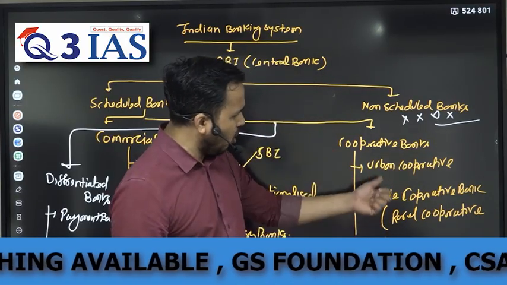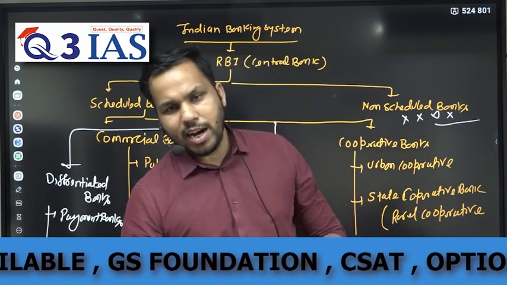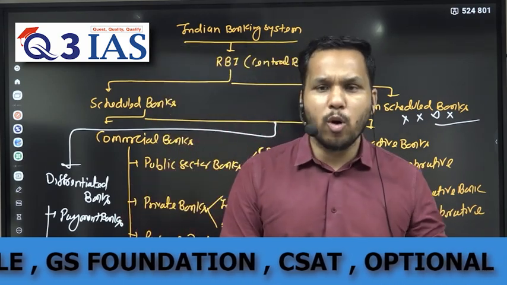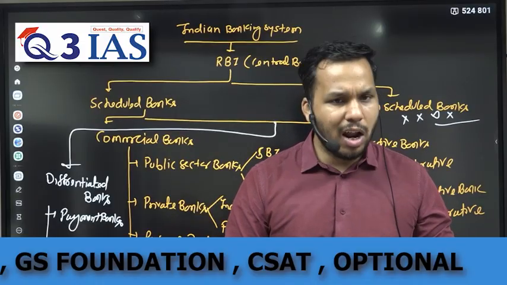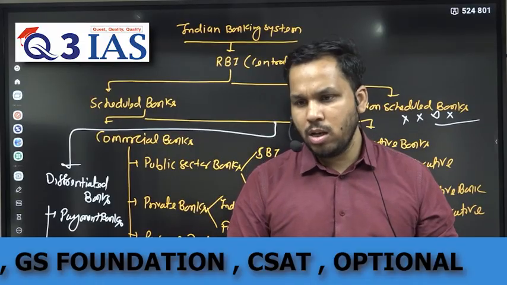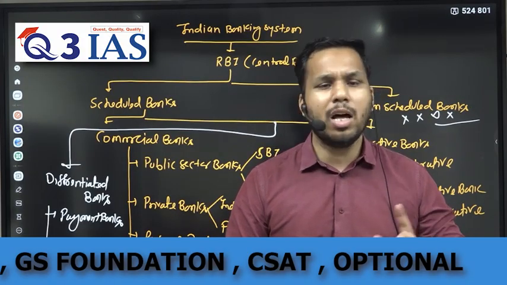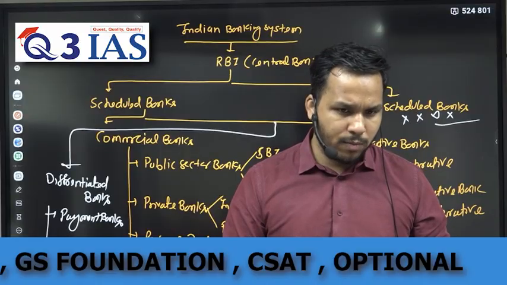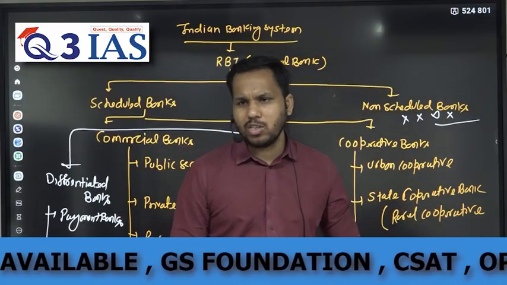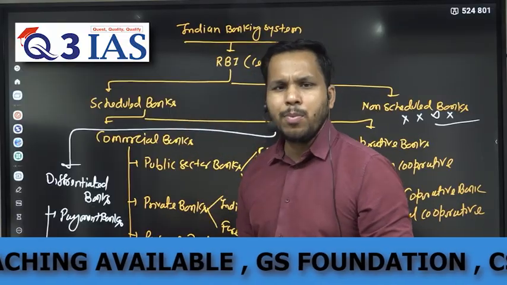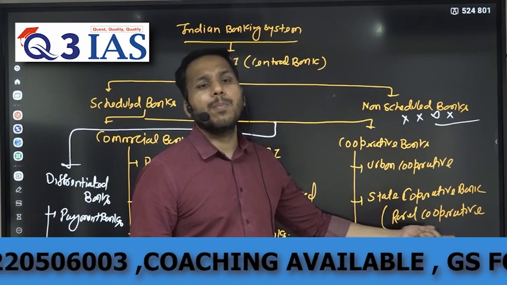Second, if we talk about the other category, these are the state cooperative banks. Basically these state cooperative banks are opened to provide credit and financial services to rural areas, to interior areas, to vulnerable people, to marginal people, to small farmers, to each and every section of society who do not have access to commercial banks. These banks try to ensure the credit supply to them.